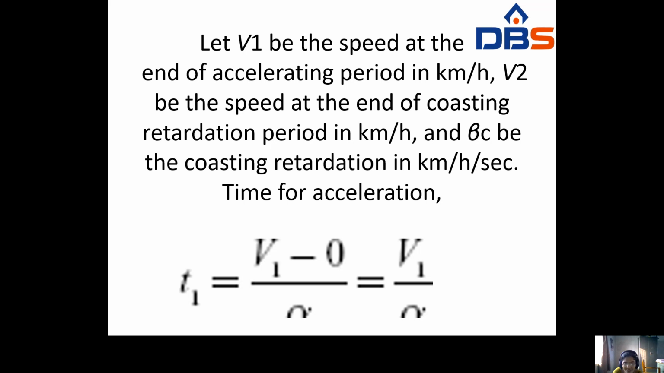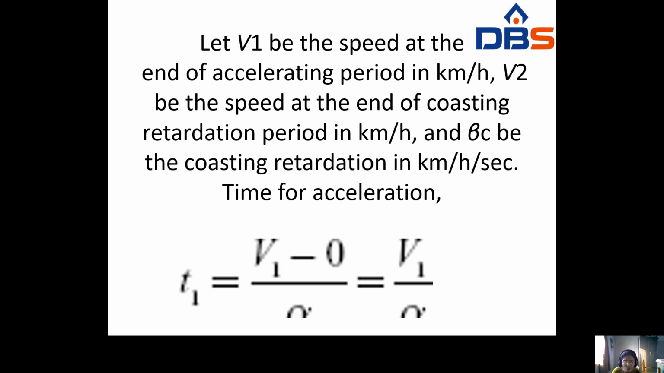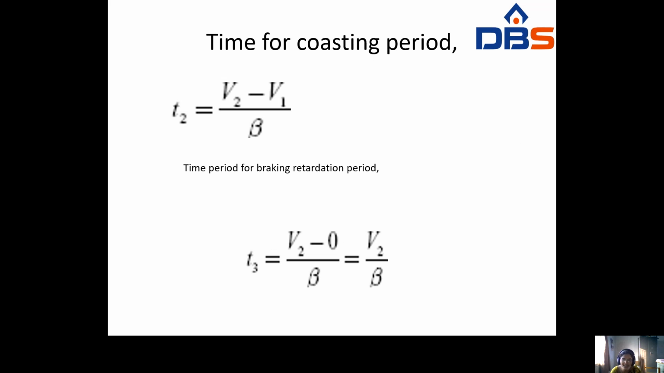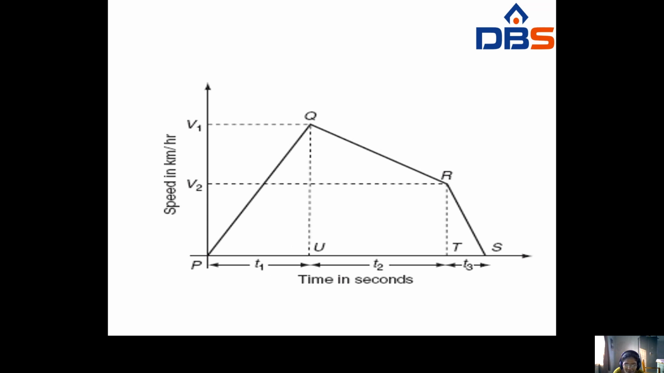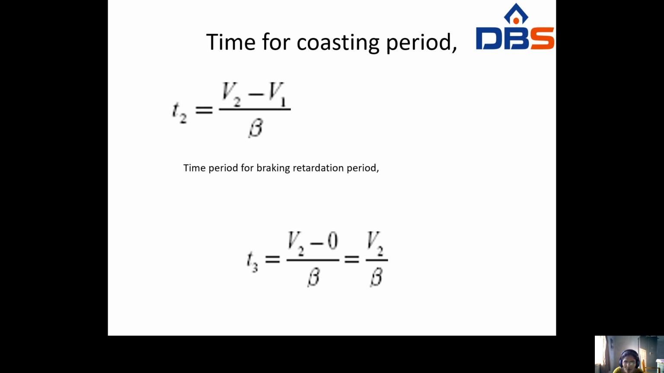Time for acceleration: the speed goes from 0 to v1, so t1 equals (v1 minus 0) by alpha, which is v1 by alpha. The time for the coasting period: in between, the speeds are v1 and v2, and the coasting retardation is assumed to be beta c. So t2 equals (v1 minus v2) by beta c.